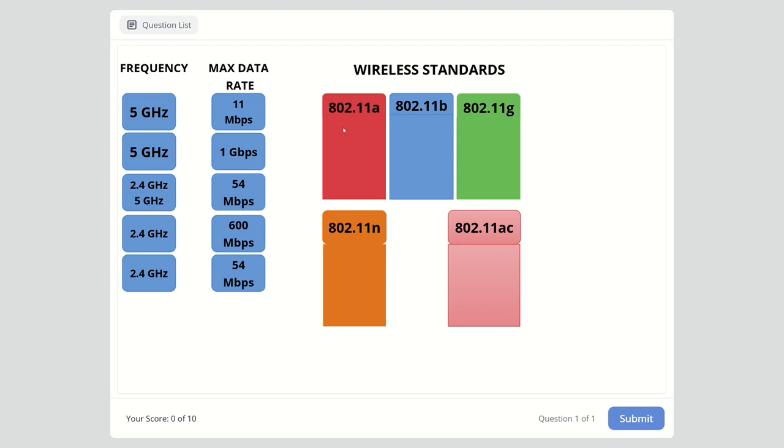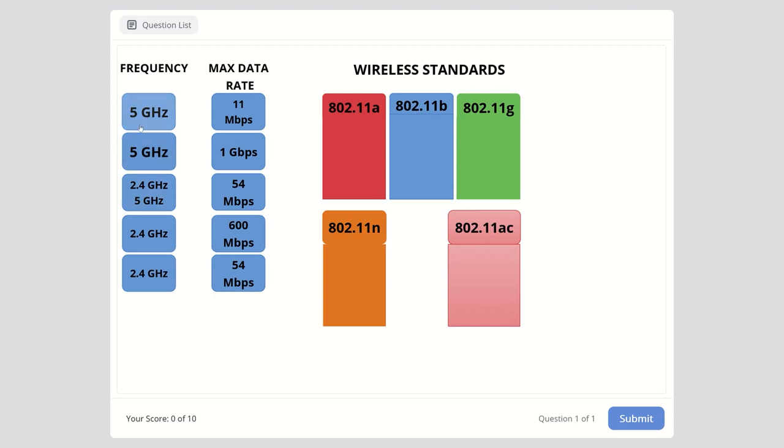Okay, so let's start with this video. Like I said, we have 5 wireless standards here on the left side. And on the right-hand side, we have their frequencies and their maximum data rate. The 5 standards are 802.11a, 802.11b, 802.11g, 802.11n, and 802.11ac.